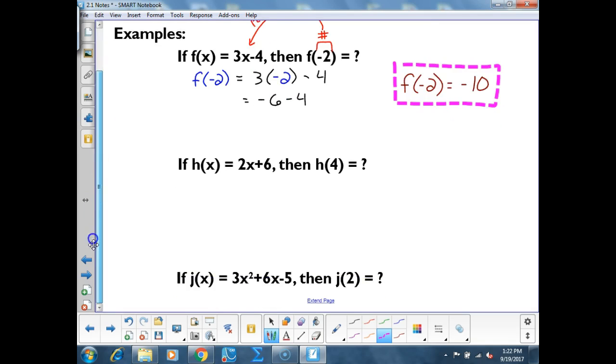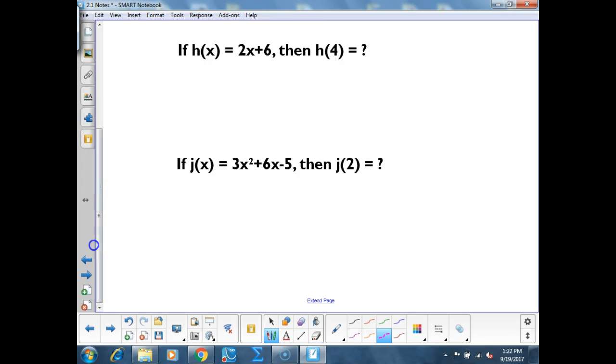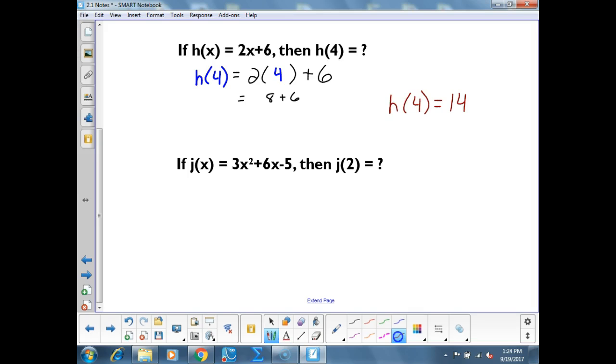What I would like you to do now is I would like you to evaluate h of x and j of x. Find me h of 4 and j of 2. So h of 4 is going to be 2 times 4 and then plus 6. So that's going to be 8 plus 6. So I would say here that h of 4 is equal to 14.